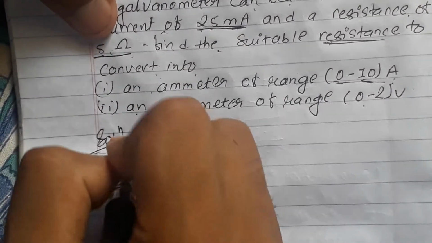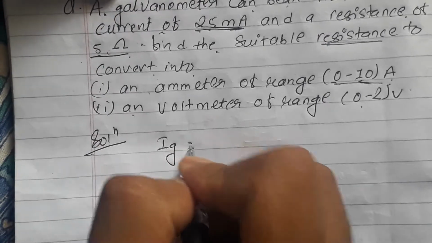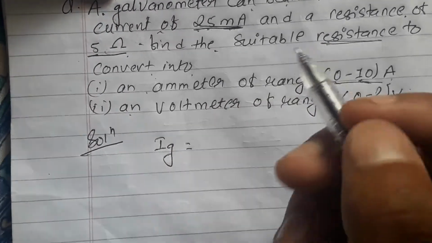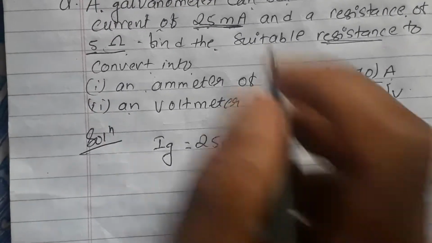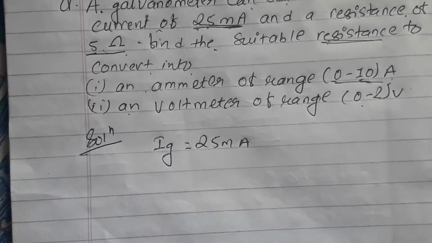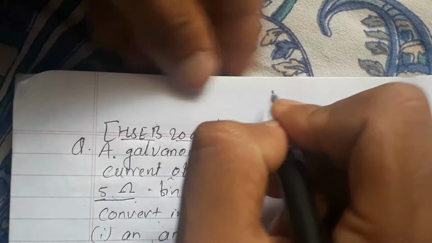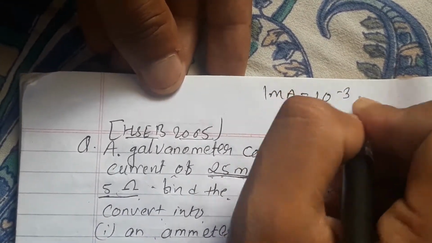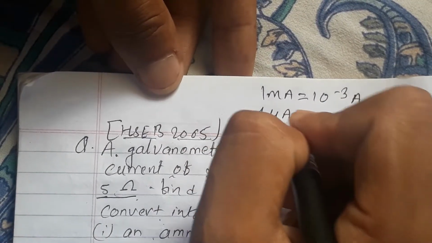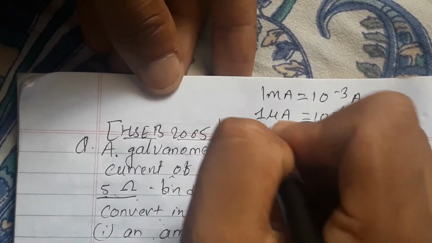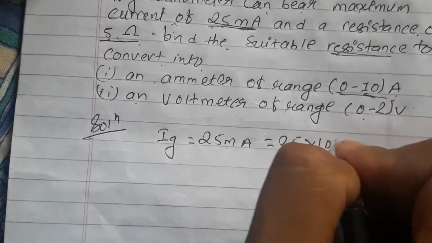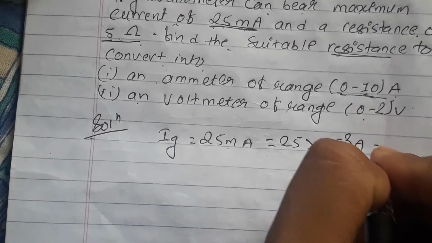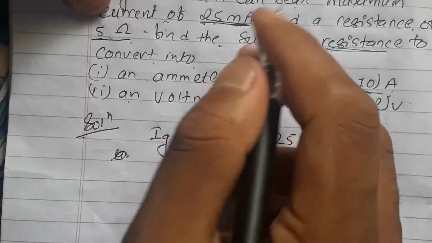So solution. We are given Ig, the maximum current that can cause full deflection in the galvanometer, that is 25 milliampere. So we have to convert that milliampere into ampere. You have to know the conversions: 1 milliampere is equal to 10 to the power minus 3 ampere, 1 microampere is equal to 10 to the power minus 6 ampere, 1 megaampere is equal to 10 to the power 6 ampere. So 25 milliampere equals 25 into 10 to the power minus 3 ampere, and the resistance is given as 5 ohm.